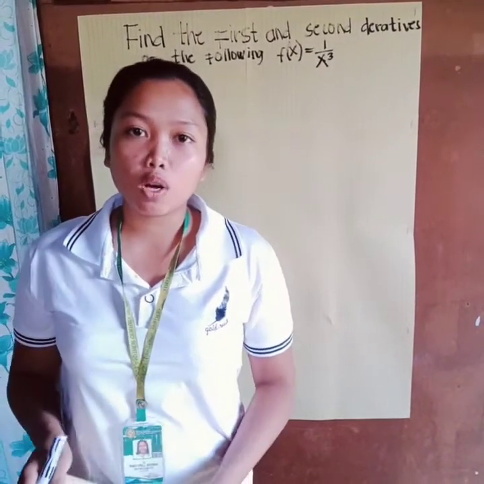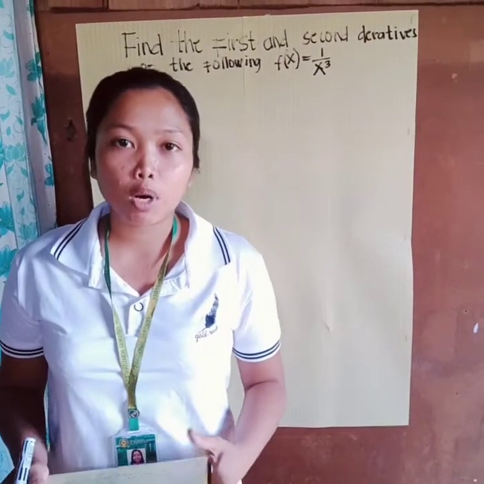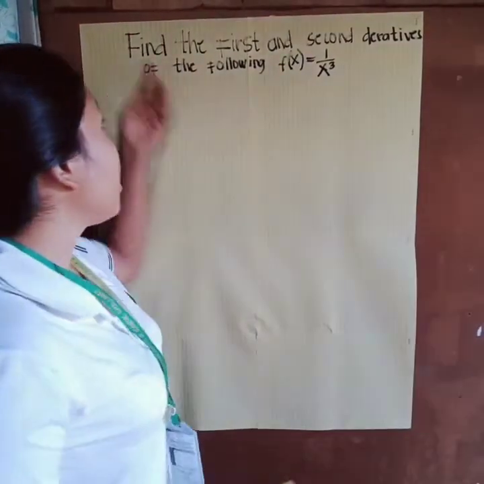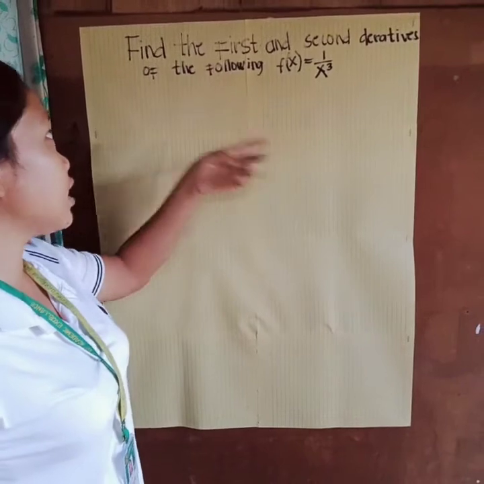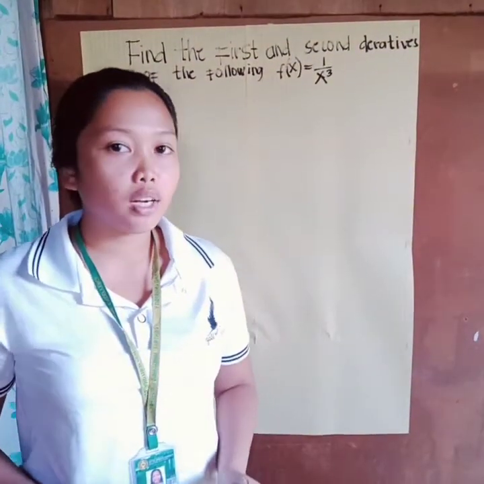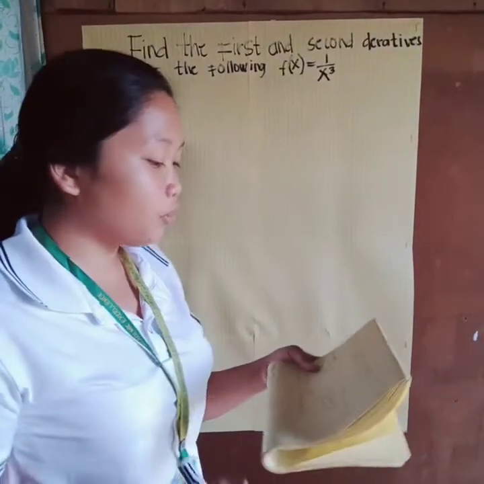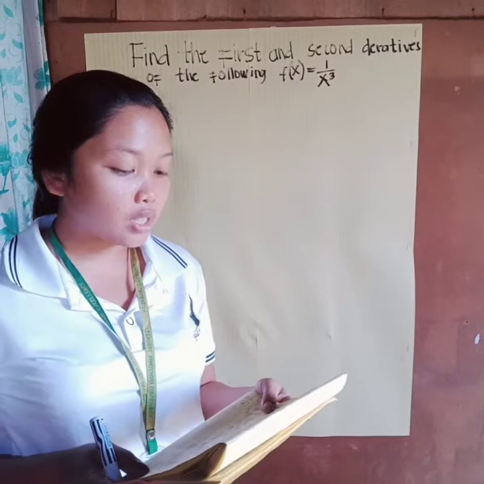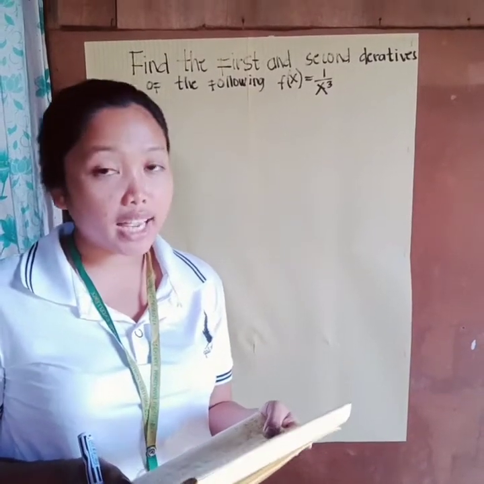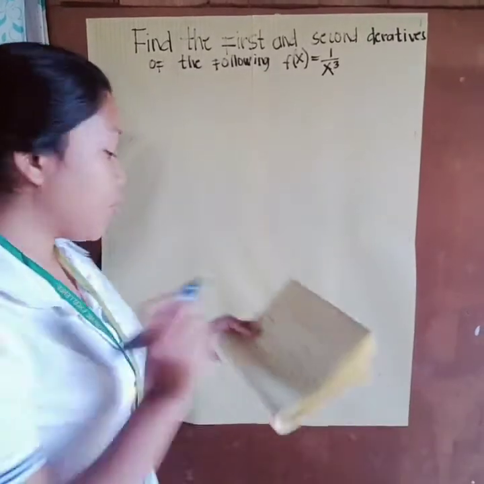And in this video, I will be showing to you the solution of my assigned problem, which is to find the first and second derivative of the following: f(x) is equal to 1 over x cubed. To find the first and second derivative, we need to find first the first derivative.